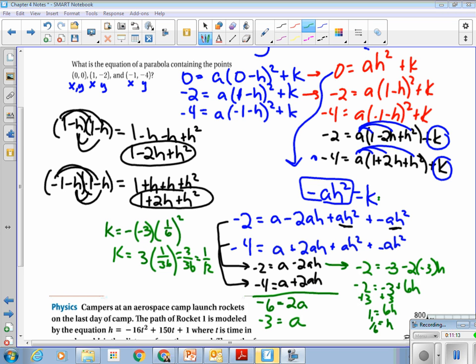So we got y equals a times x minus h squared plus k.